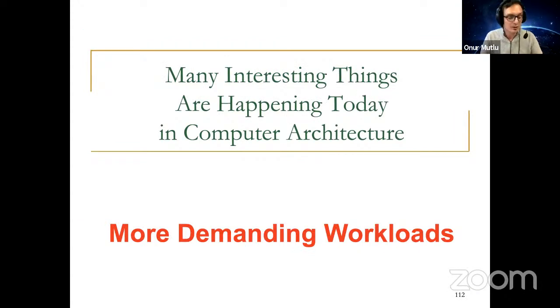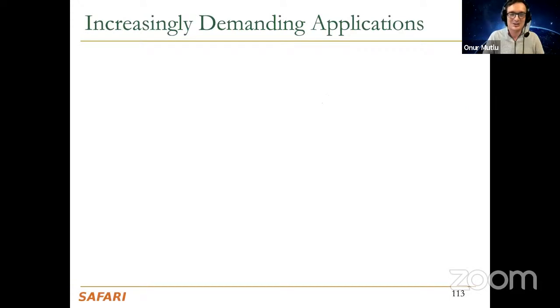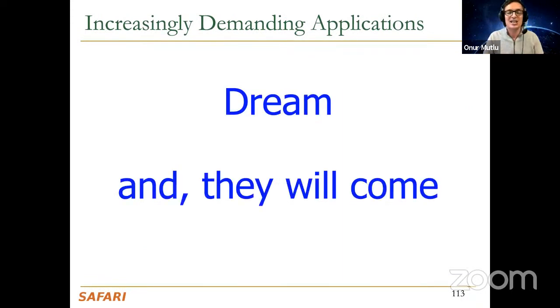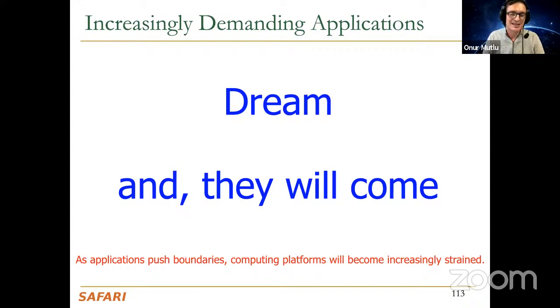Clearly, there are more demanding workloads. I'm going to cover these also. I should try to speed up a little bit because I want to talk about course logistics as well. But as I said, applications are increasingly demanding. AI and machine learning is one example. And I think we should dream, and applications will come. This has been proven over and over. Sometimes you have some naysayers that say, oh, these are the best applications that we will ever have. Hopefully those naysayers are in the minority.